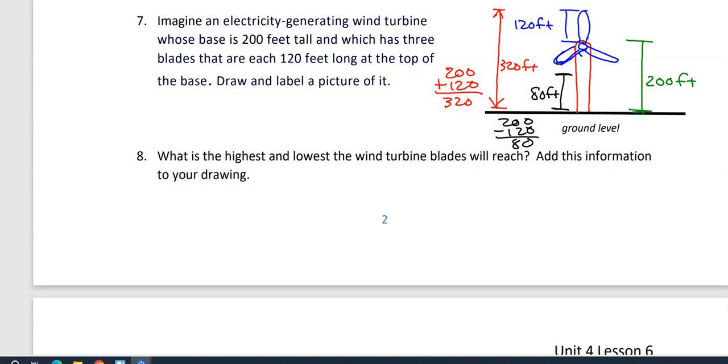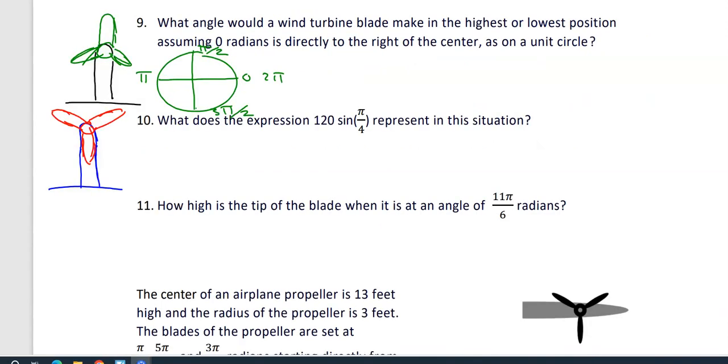Any questions you can always ask in the next class period, but let's go on to problem number 9. Using our radian circle, the peak is going to be at the top of the unit circle. So hopefully you indicated in radians that the highest height would be at pi over 2. And then the lowest would be at the bottom of our unit circle, which would be 3 pi over 2.